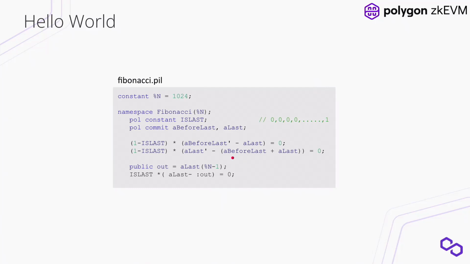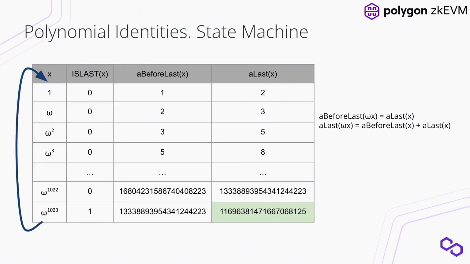What happens here is that this state transition function must hold everywhere. And everywhere means that, since this is cyclic, at the last line the state transition function must also fit with the first. And in this case, it would not fit. So we need to deal with this situation on the last line.